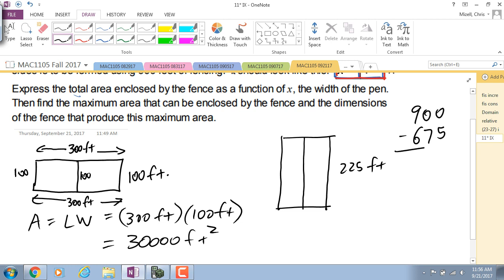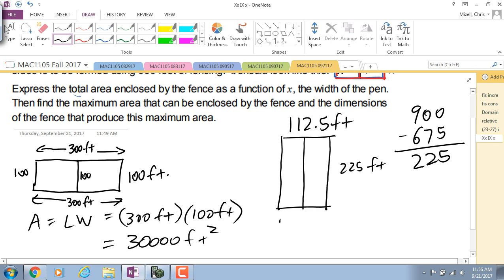How much do we have left? 225, but we've got to cut that in half. What's half of 225? 112.5. So 225, and that's 225. I'll check and make sure it adds up to 900. I want to use all 900 feet of the fencing material. What is the area of this one?